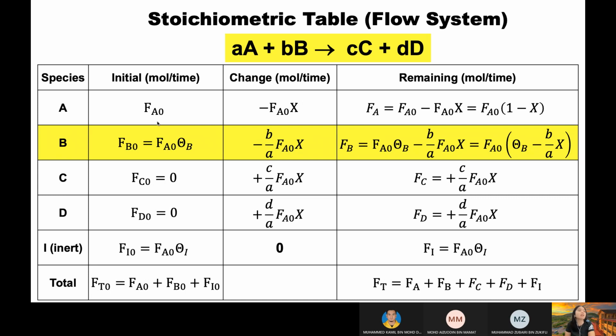Okay, so that's one. Okay, then before I forget, the columns. You can see here we have 3 columns.